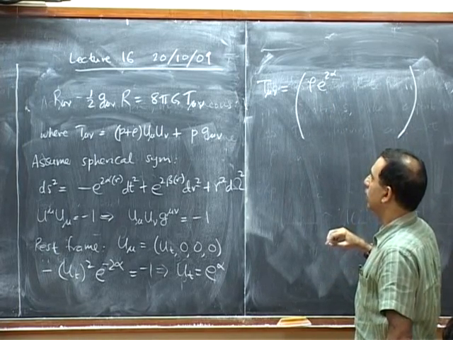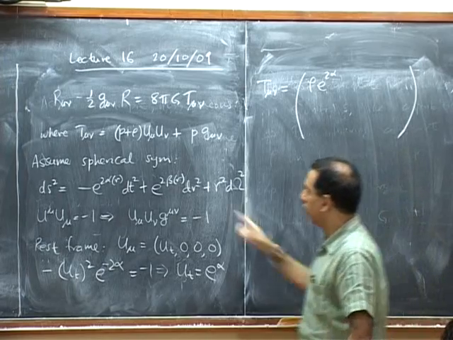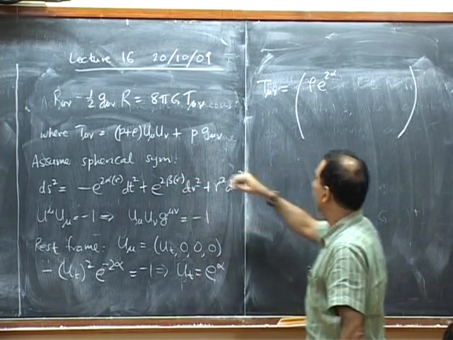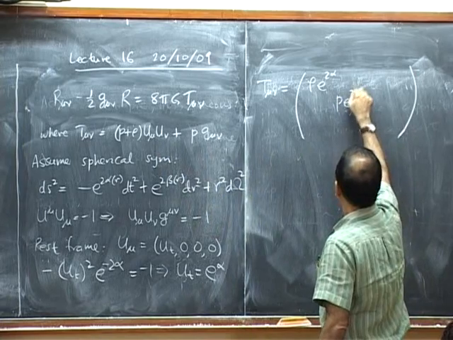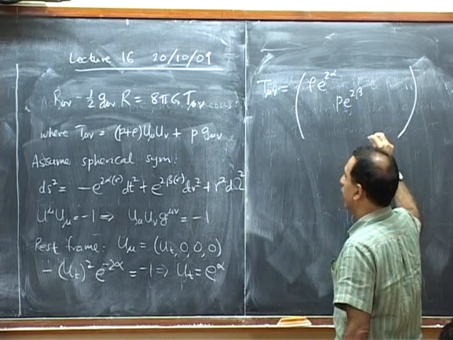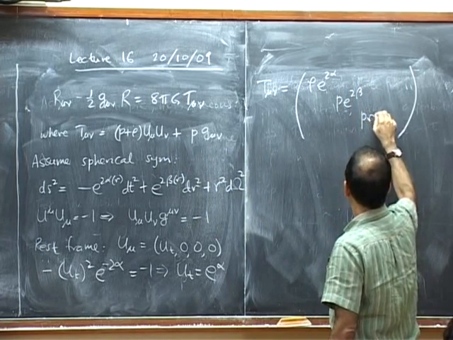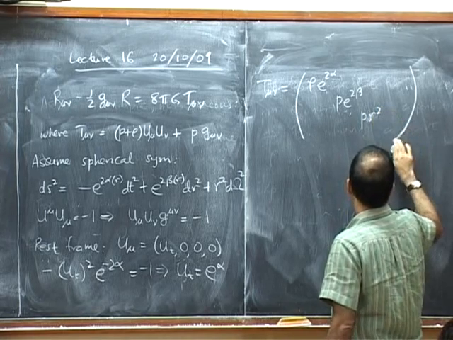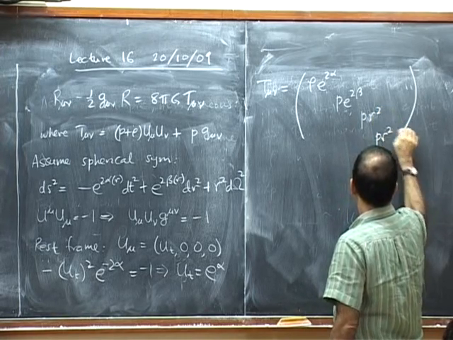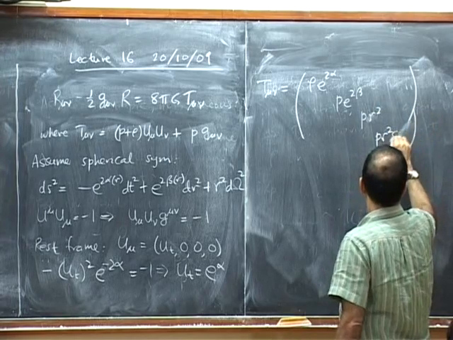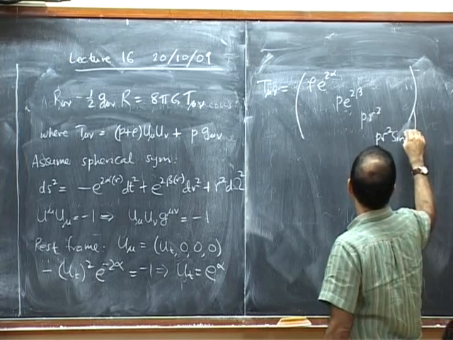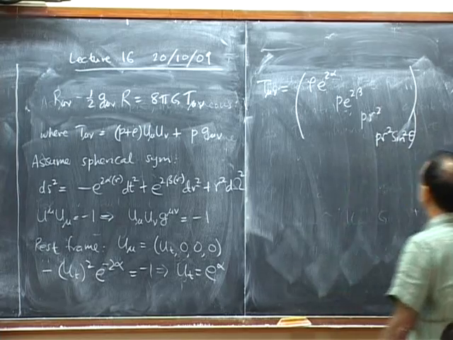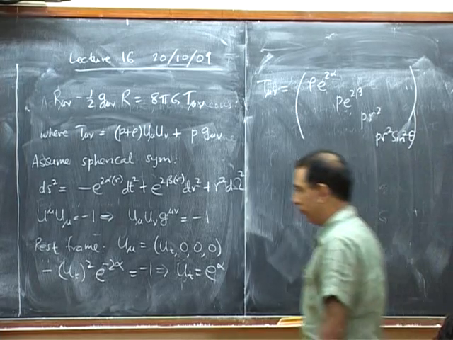Now let's look at the rr component. In the rr component, this is 0 and this will just give me P e to the 2 beta. Then the theta theta component gives me P times r squared, and this gives me P r squared sine squared theta. So this is T.